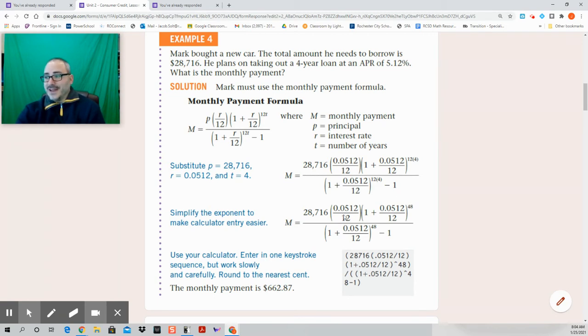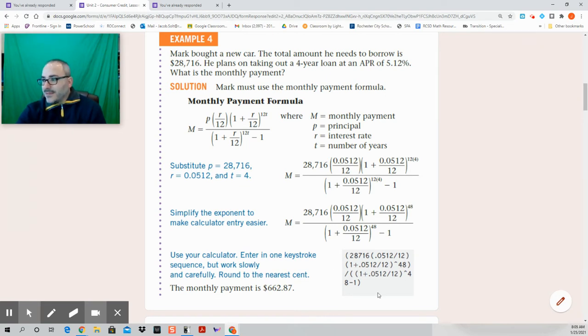One thing you can do, the next step here is exactly the same as that above, except they actually just multiplied 12 times 4 to raise things to the 48th power. All right, and so this is what the whole thing looks like if you rewrite it all on paper. And here is what it would look like in your calculator.